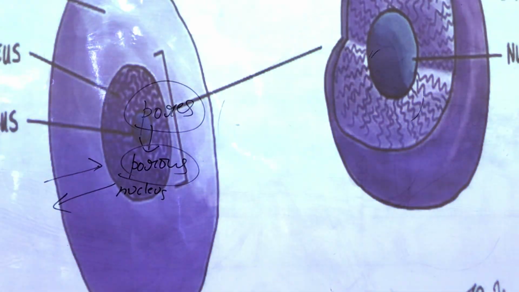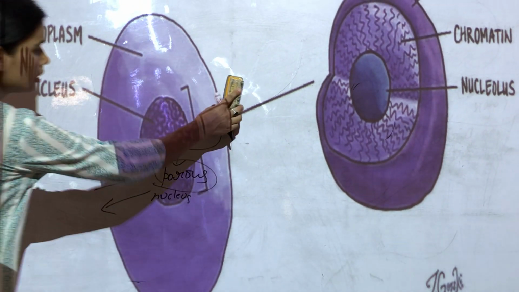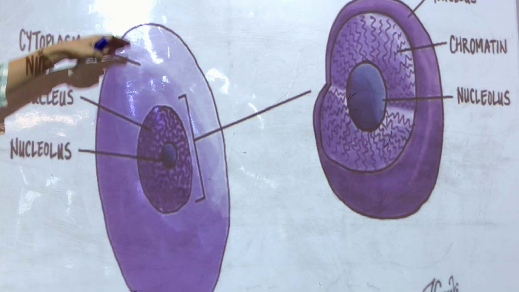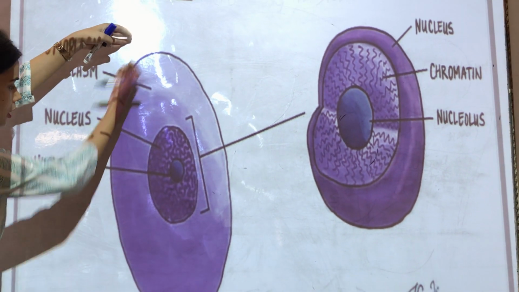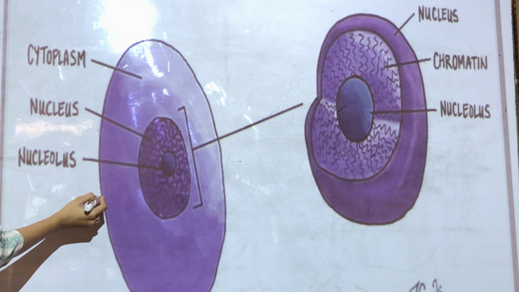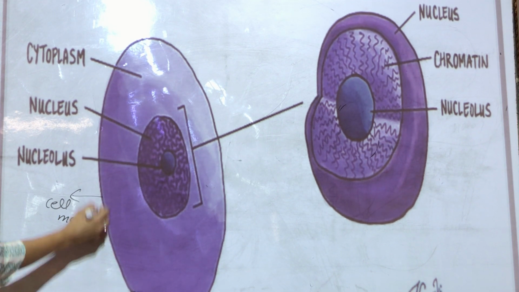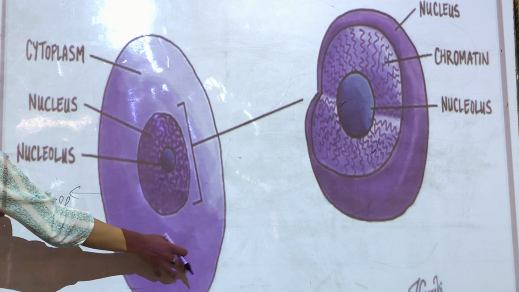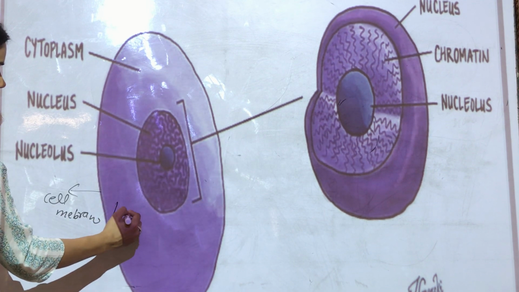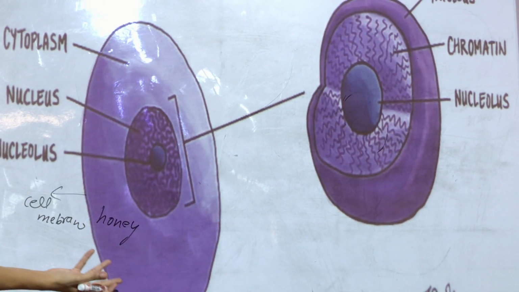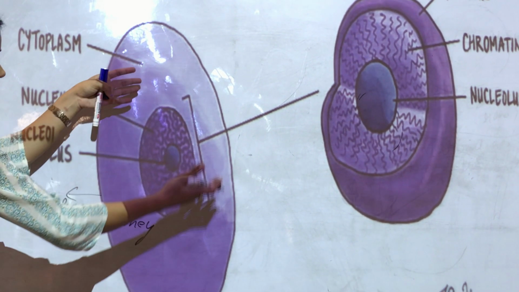See, this is the nucleus. Understand it very carefully. This is the nucleus. This is the cell. Now this is cell membrane. This purple part is cytoplasm, the jelly-like structure like honey. It is just like honey in which all the cell organelles are embedded.